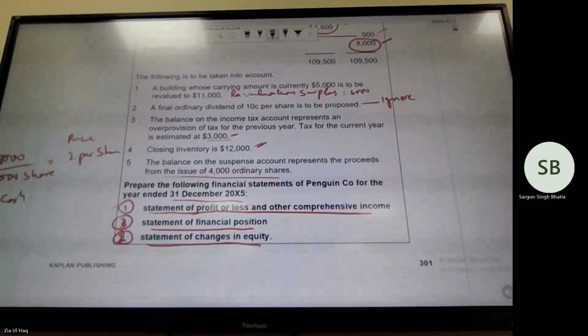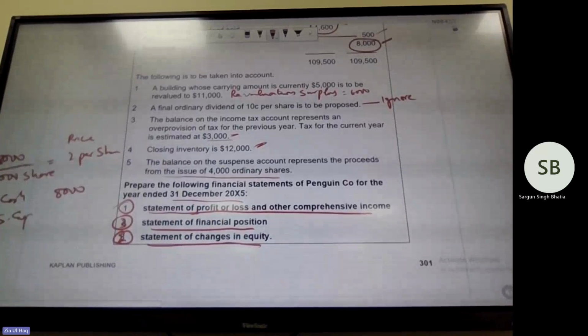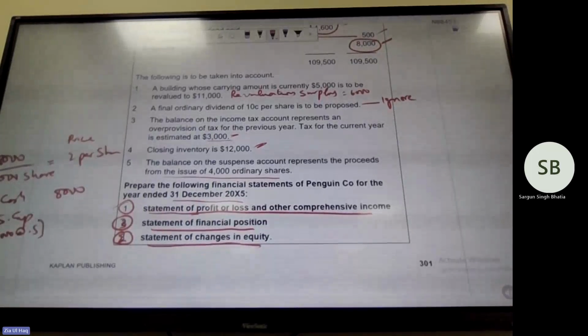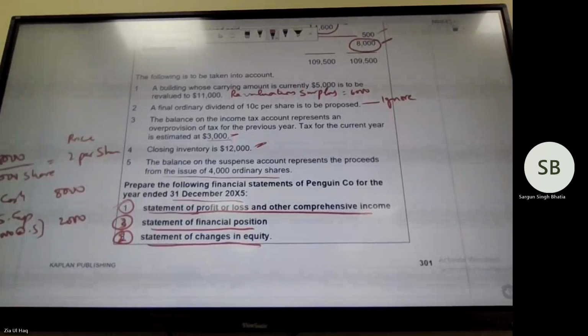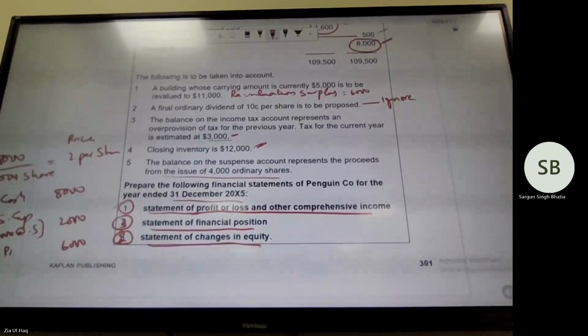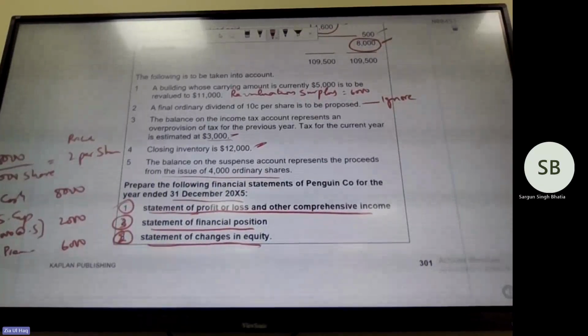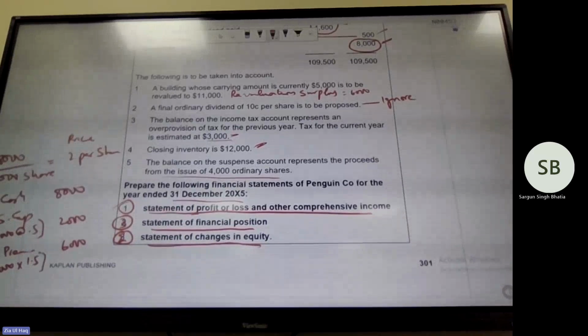Debit cash, 8,000. Credit share capital. How can we calculate share capital? 4,000 shares at the rate of 0.5 means 2,000. So the remaining 6,000 is share premium. How has this been calculated? 4,000 shares, and what's the premium? 2 minus 0.5, 1.5, and we have calculated 6,000.